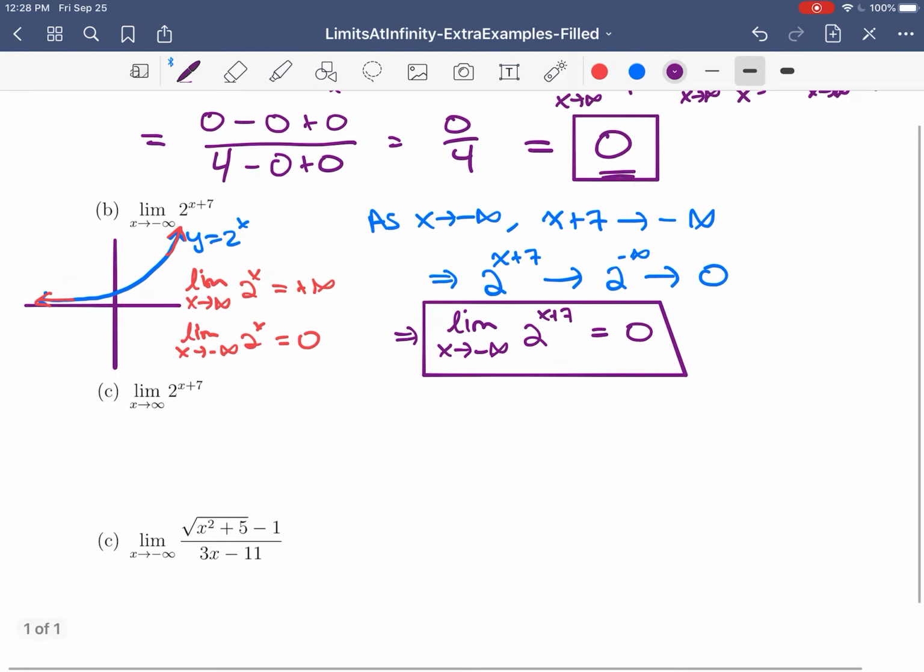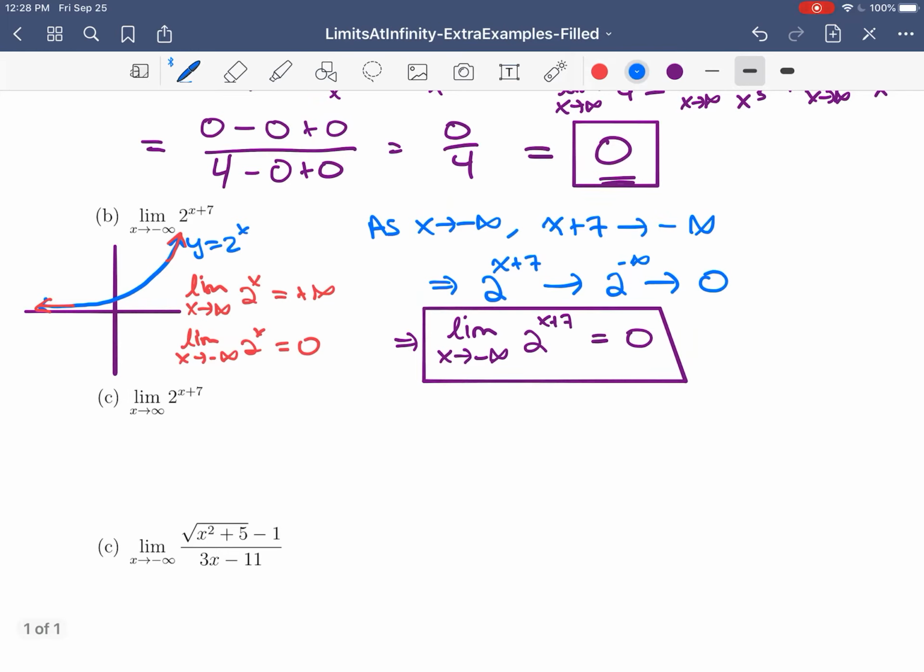Okay, so now we want to try this next one. So again, here x is going to infinity. So that means that x plus 7 is also going to infinity. So 2 to the x plus 7 is approaching whatever 2 to the infinity would approach, which is infinity. Okay, so this limit is not going to exist.